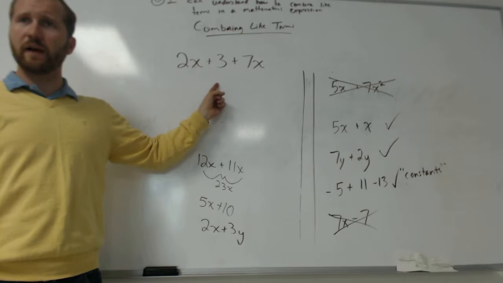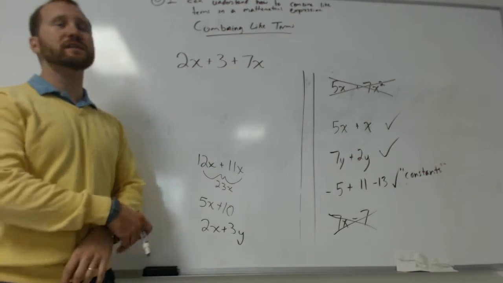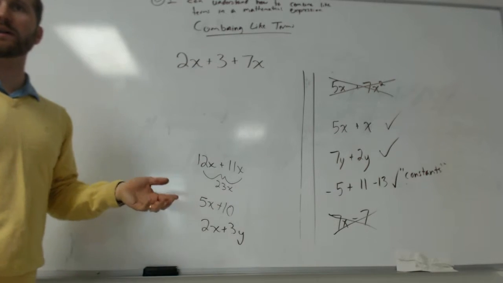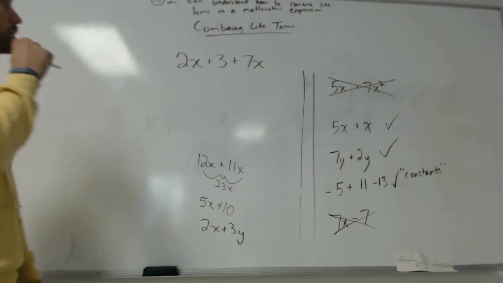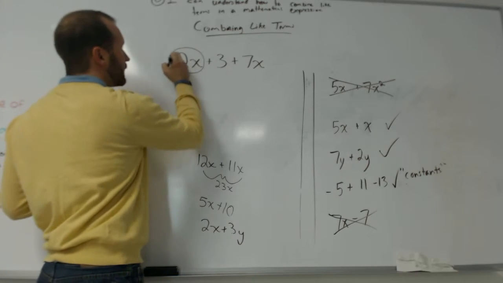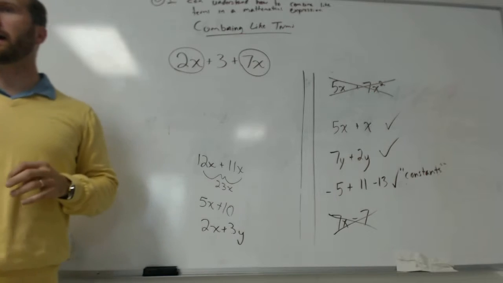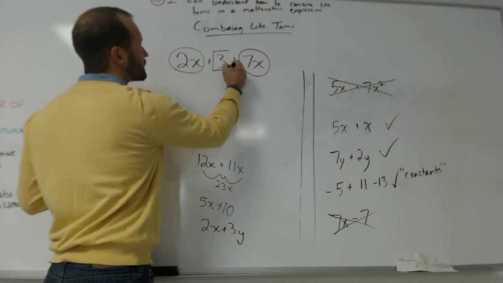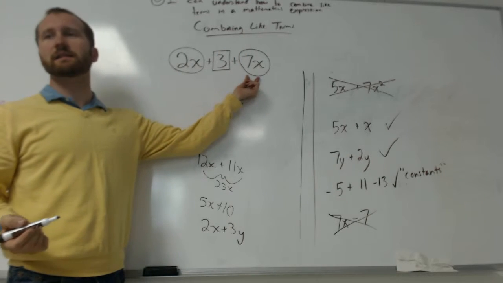And how do I simplify this? I combine like terms. The first thing we have to do here is identify what our like terms are, and we're going to circle them. So what are our like terms? 2x and 7x. Good. So circle those. Those two can be combined. Then I have a 3, which I'm going to put in a box to show that it's a little bit different. It's not a circle because it doesn't have an x.